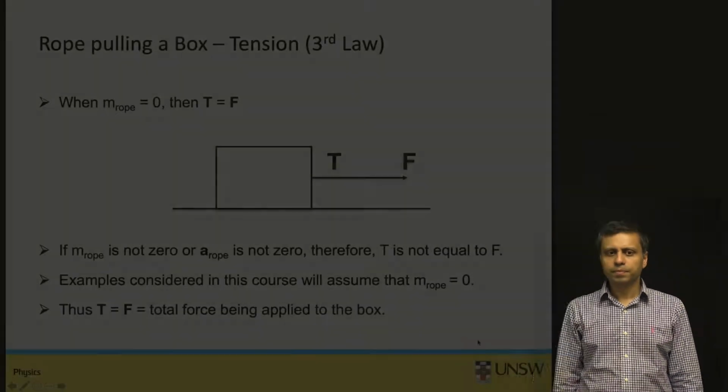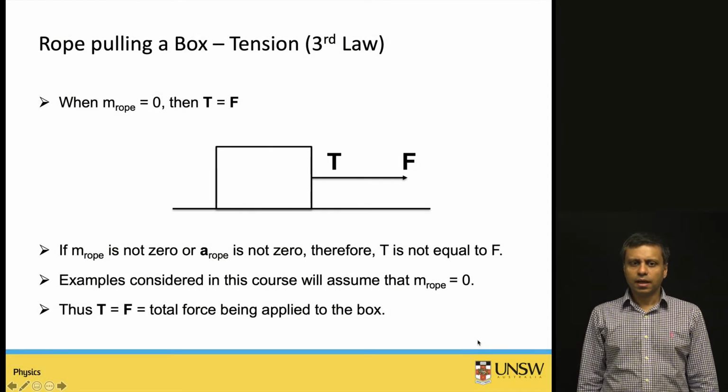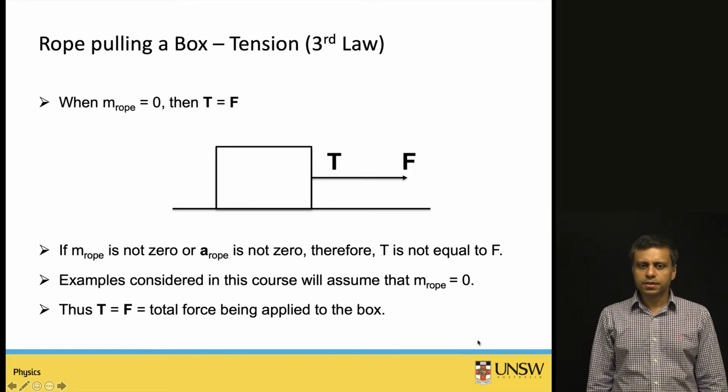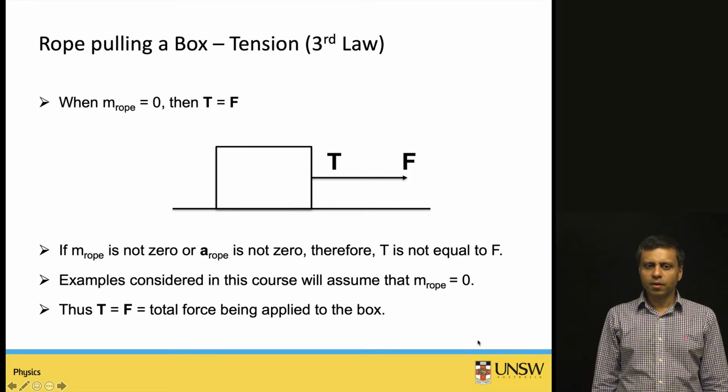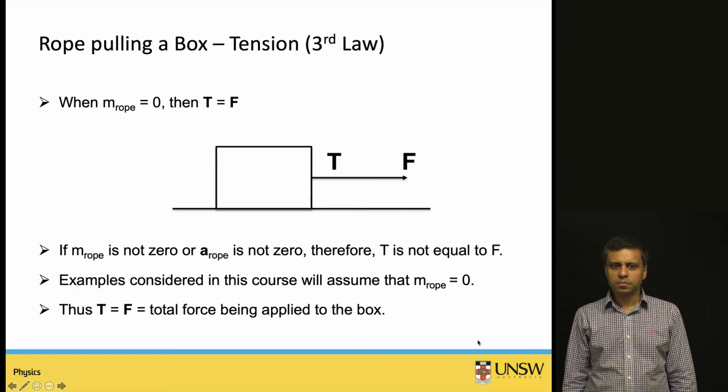Now we will be looking at another application of the third law, a case of a rope pulling a box. There is a contact force called tension that develops in the rope. For example, in this figure, you see a block pulled by a rope with a force F. There is a tension force T in the rope.